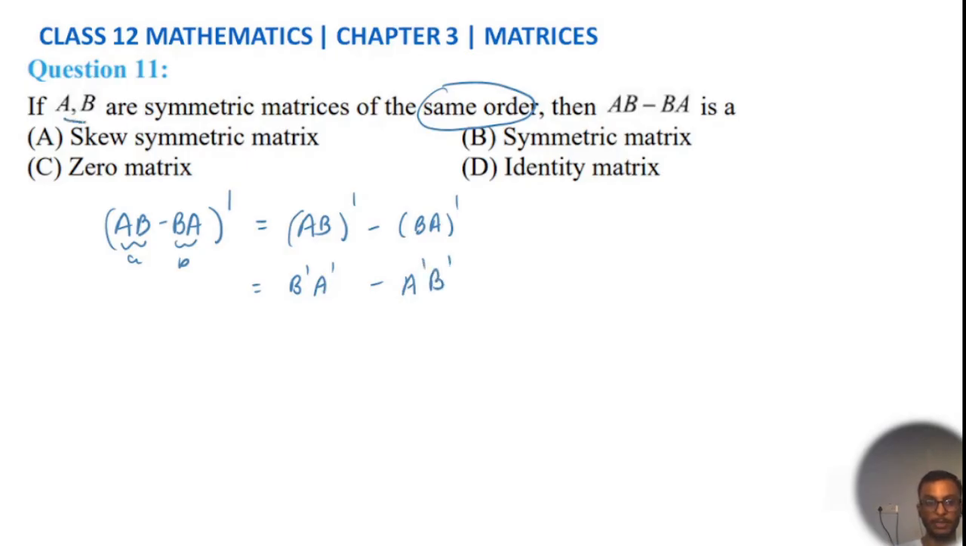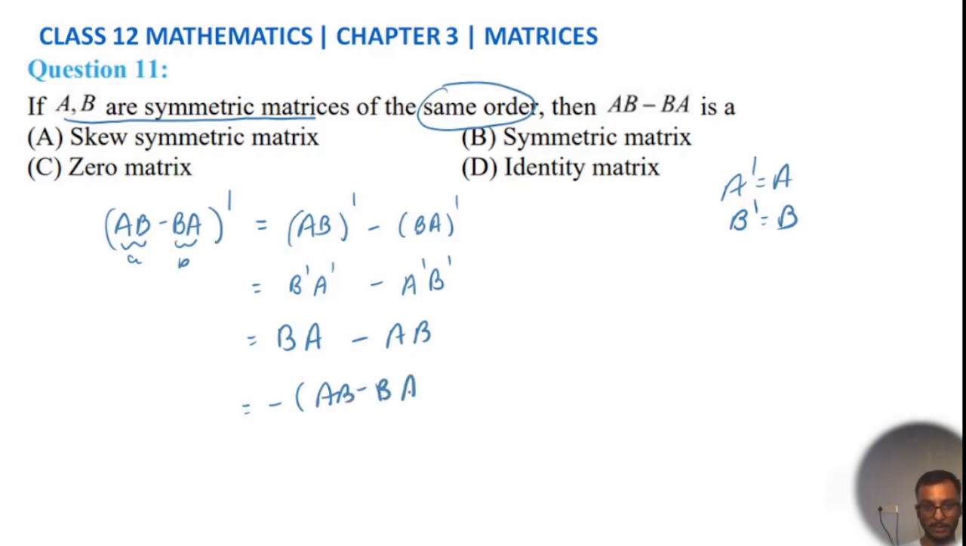Now what is given? A and B are symmetric matrices. What does this mean? A transpose equals A and B transpose equals B, right? So here B transpose will be B, A transpose will be A, minus A transpose will be A, B transpose will be B. So what you got, if you take the minus sign common, AB minus BA. So you got AB minus BA transpose is the same as minus times AB minus BA, which shows that AB minus BA is a skew symmetric matrix. Okay, I will repeat what I did in this question.